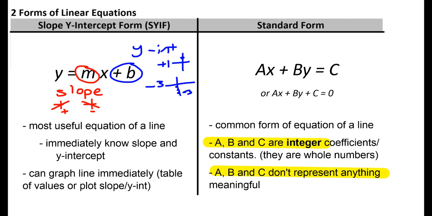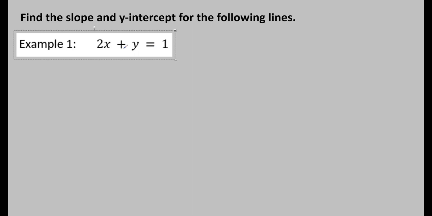So we're going to have a bunch of questions in standard form, 2x plus y equals 1. And the question is, determine the slope and y-intercept of the line. Because it is in standard form, I can't tell what slope and y-intercept is right away. So what we end up doing is we rearrange this equation by isolating for y.